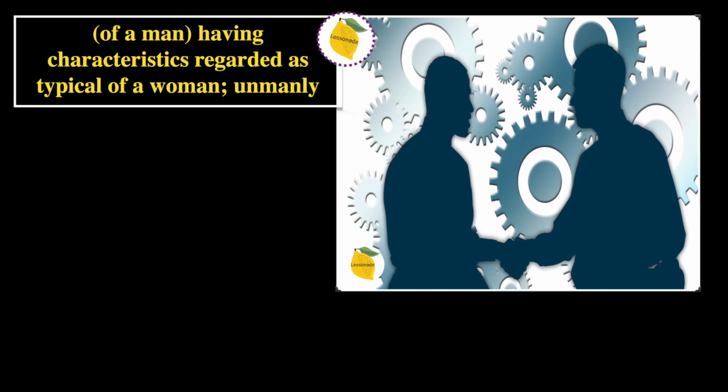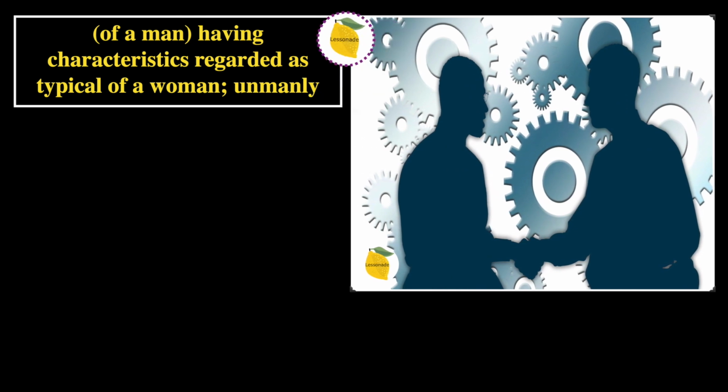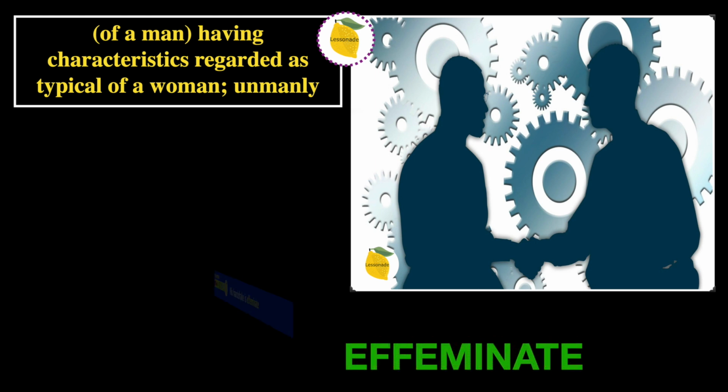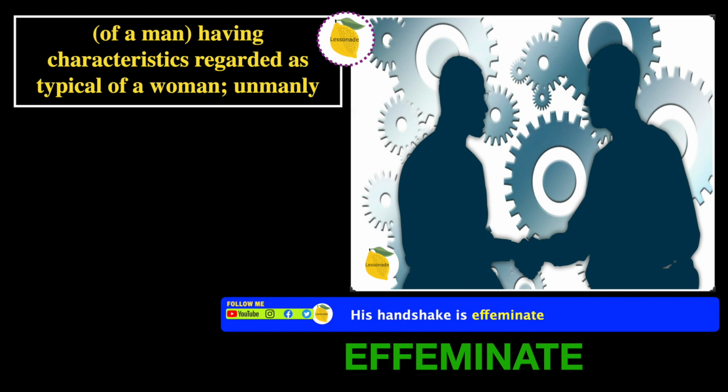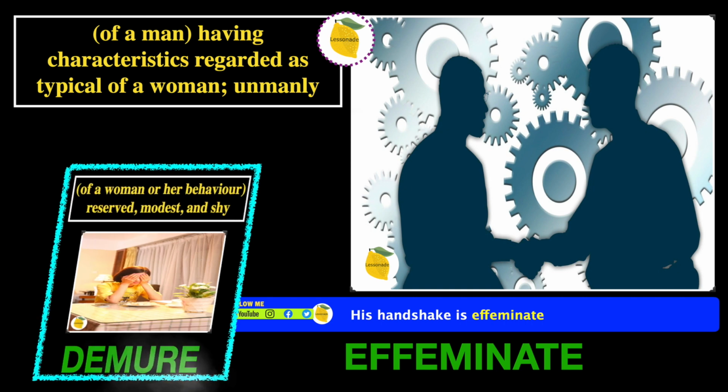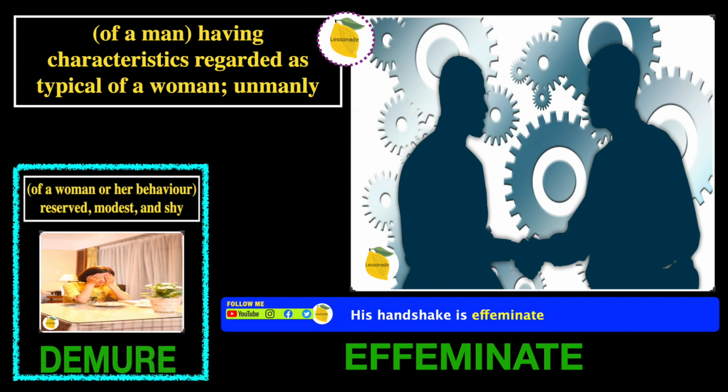The next one is of a man having characteristics regarded as typical of a woman, unmanly. And in this picture we can see two people handshaking. And therefore the word will be effeminate. His handshake is effeminate. So once again, before we go into the next one, let's try to recall the previous slide. The word we learned in the previous slide is demure. Let's go on to the next one.